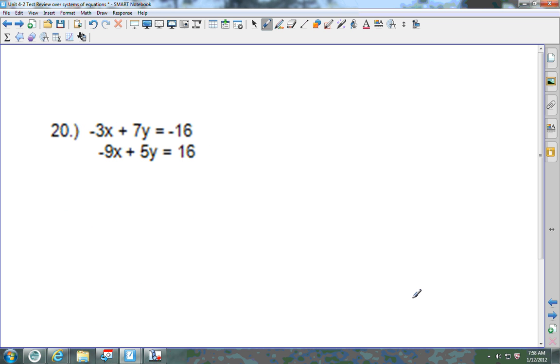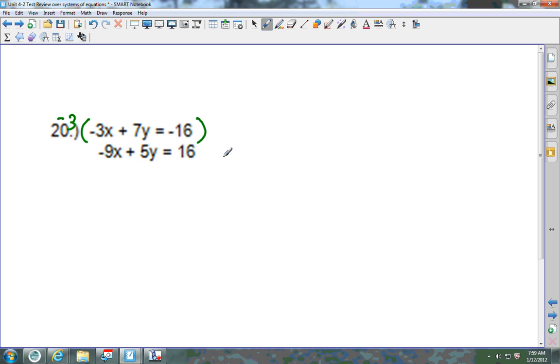Now, right here, let's look at this one. Is there a letter that automatically disappears? No, there's not. And does 5 go into 7 evenly? No. Does 3 go into 9 evenly? Yes. If I took 3 times 3, it would give me 9. But both of them would still be negative. I don't want that, so I need to multiply by a negative 3. So now let's rewrite the top equation.